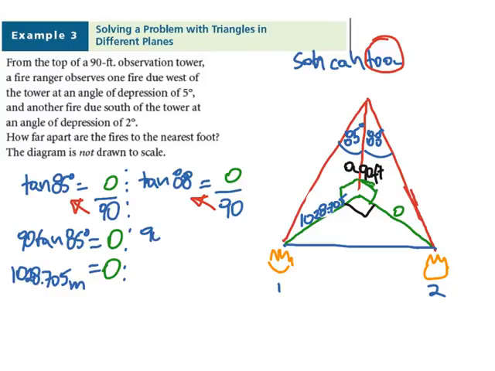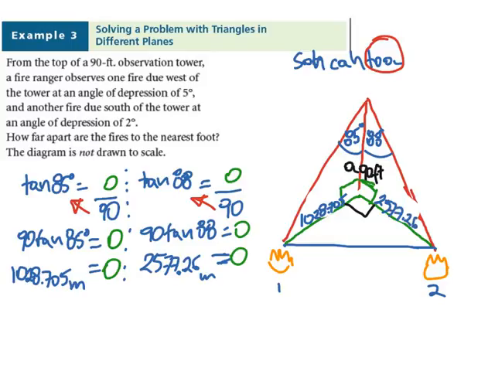We're going to get a very large distance as well. And that distance turns out to be 2,577.26 meters. I'm trying to keep as many decimals as possible. So that means this distance from the base of the tower is 2,577.26 meters. Now what's remaining is the distance itself between the two fires.